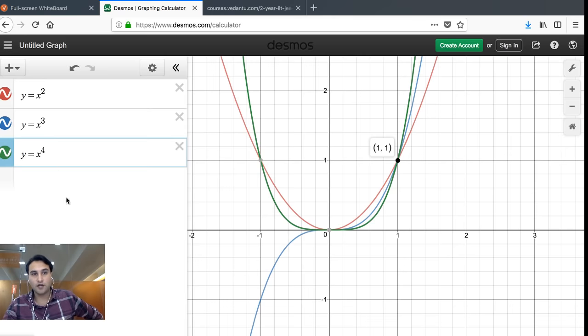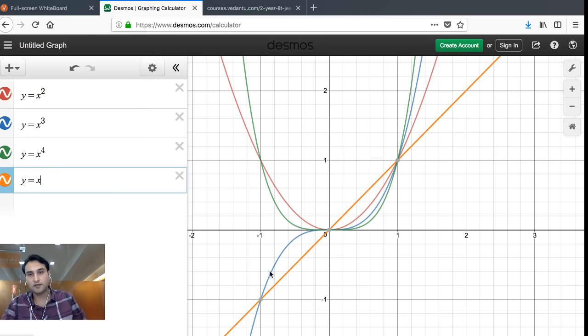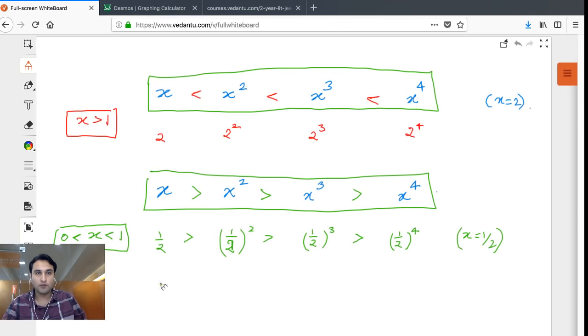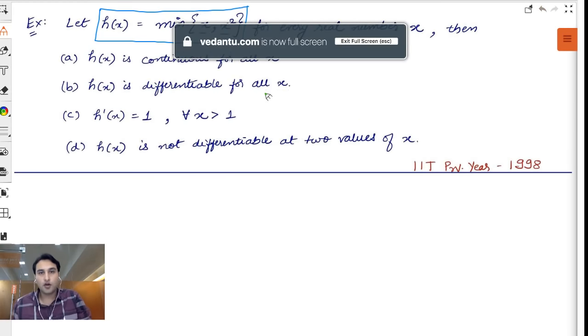This is a very, very important concept, guys. And IIT has been asking this so many times. And this is y equal to x. X, x square, x cube, x4. But here x4, x cube, x square, x. Got it? Now let's come back to the problem of IIT which we were discussing. So how to solve these problems?